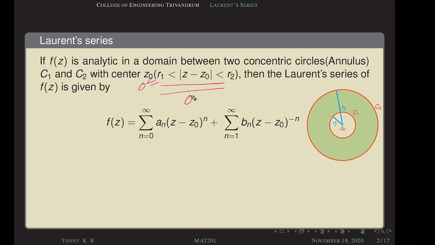That means if suppose 0 less than mod z minus z0 less than R2, then what is the meaning? All the points inside the bigger circle except z0. Modulus of z minus z naught equals 0 only when z equals z naught. So such regions are called punctured disks. There is a puncture at z naught, a hole, because we exclude the point z equal to z naught. Anyway, R1 may be 0, that is possible.